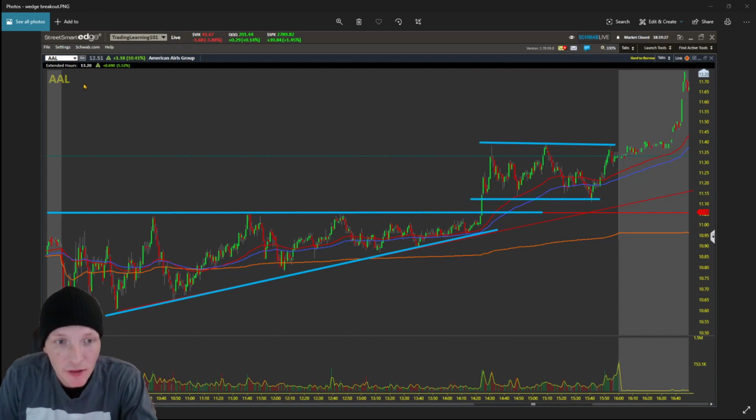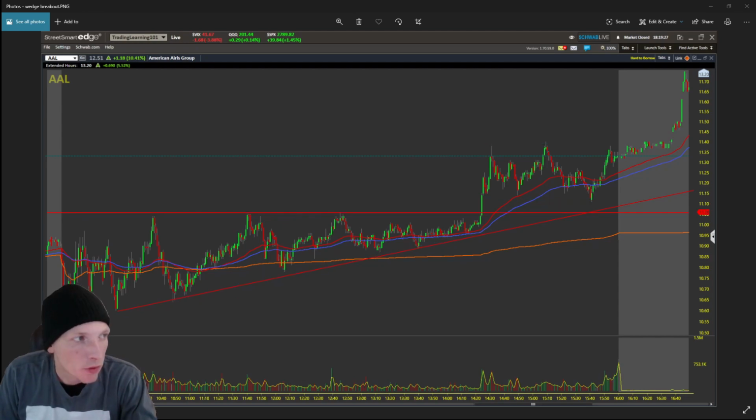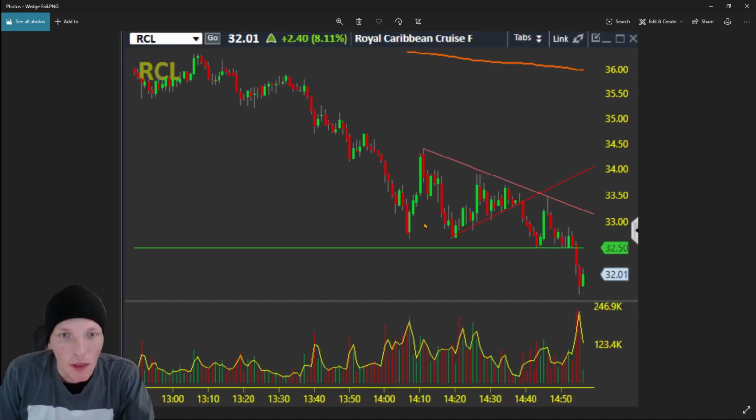AAL, American Airlines, with bigger float stocks like this, this is pretty much typical. The float is so big compared to low float stocks. You're gonna see a lot of consolidation and then moves, consolidation, move, consolidation with larger float stocks. With larger float stocks, always think about accumulation, distribution. And then we have RCL here. RCL, Royal Caribbean Cruises, was in a downtrend, found its baseline right here, connect the higher lows on it, got very, very tight, and then broke to the downside.